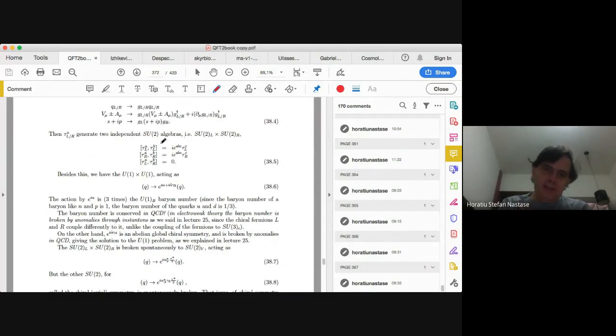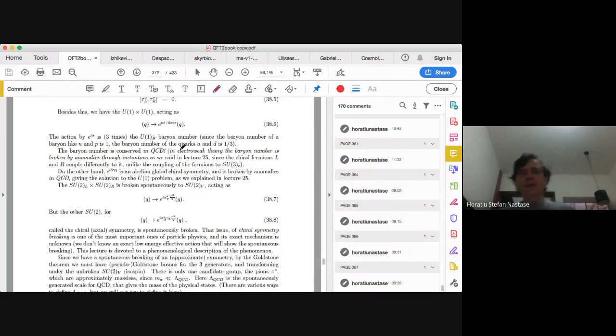So then, as I said, these left and right algebras are independent. So they commute, tau left with tau right commutes, and then they themselves obey the SU2 algebra. Okay, so that's the SU2 part.